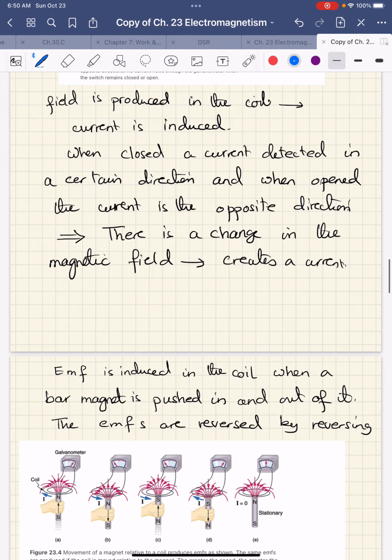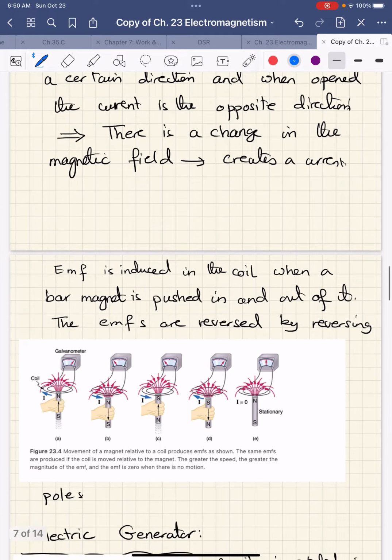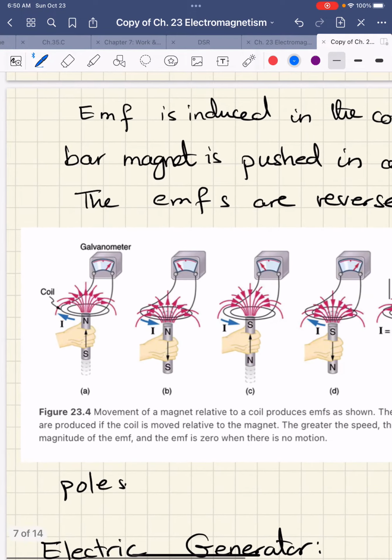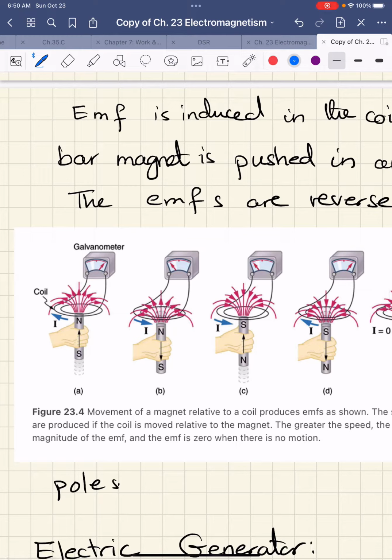EMF. Now, EMF is also induced in a coil when a bar magnet is pushed in and out of it, and the EMFs are reversed by reversing the poles. Here, if you look, I am bringing the north pole towards a coil, then I'm going to have a current induced in this direction, which is the clockwise direction. If I'm bringing the north pole, it's going to be counterclockwise.